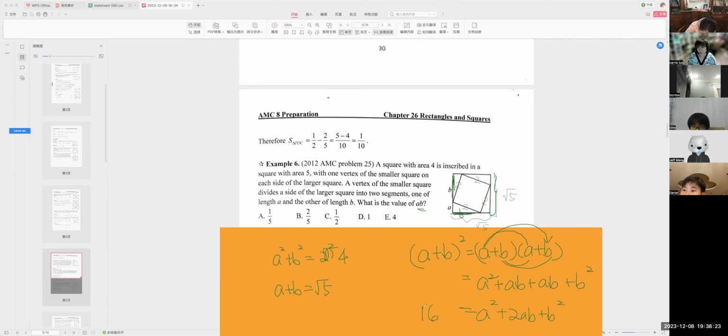which equals, I don't know what it is. Oh, sorry, which equals 5. Why? Because A plus B equals square root 5, so A plus B squared equals 5. Don't you agree with me, everybody? And we know A squared plus B squared equals 4. So 2AB equals 5 minus 4 equals 1. So AB equals what? Equals half.